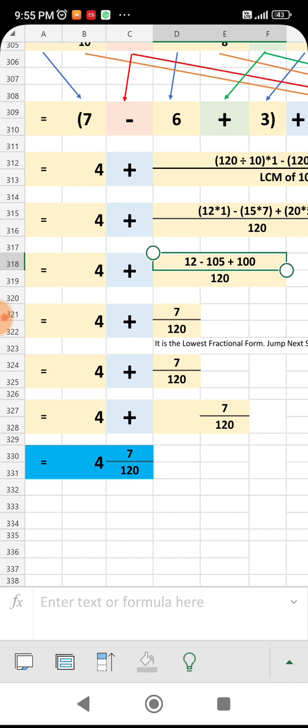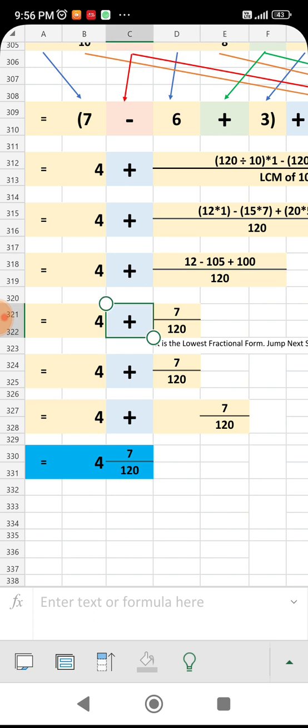That means 12 and 100, they are the same sign. So 12 plus 100, that means 112. Now 112 minus 105. It is possible to subtract. So there is no sign change, like in the earlier cases. No sign change, plus sign remains plus sign.